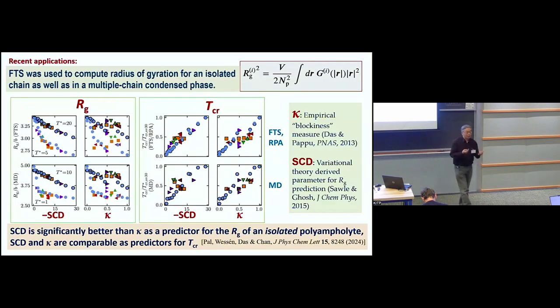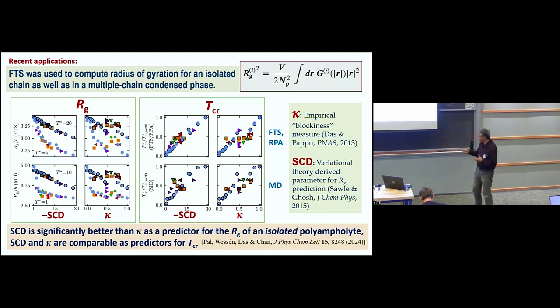Okay, so more recent applications. Because the radius of gyration of a chain can be calculated from internal distances, and because we can do the pair correlation function, FTS can be used to calculate radius of gyration, even for an isolated chain and certainly in a condensed phase. We don't have time to go into the details of this. Using FTS, RPA, and also coarse-grained molecular dynamics, we tried to evaluate the ability of two popular sequence charge pattern parameters, kappa from the Pappu group and SCD from the Kingsford-Gross group.